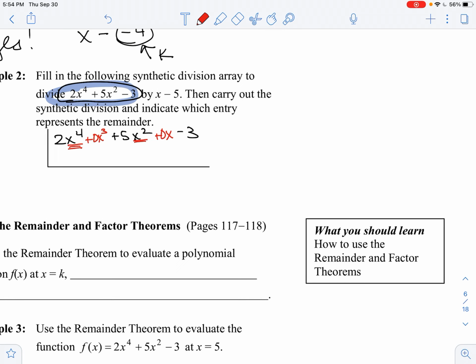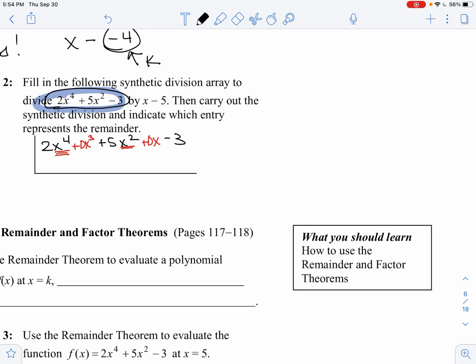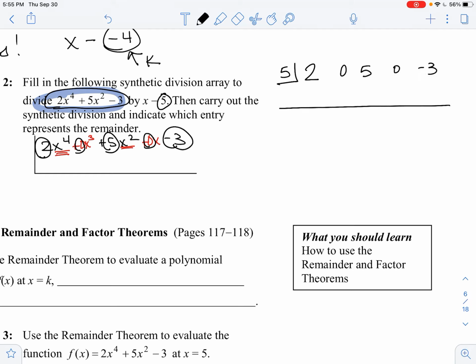With that said, we're now going to set up our synthetic division. We always take our value of k and put it out front in our box. Our value of k in this case is 5 because it goes x minus k. Now we're just going to take the coefficients 2, 0, 5, 0, and 3, just those numbers. We're not looking at the full terms, just the coefficients. We're going to leave a space and draw a line. First thing you're going to do is drop down that first number 2.